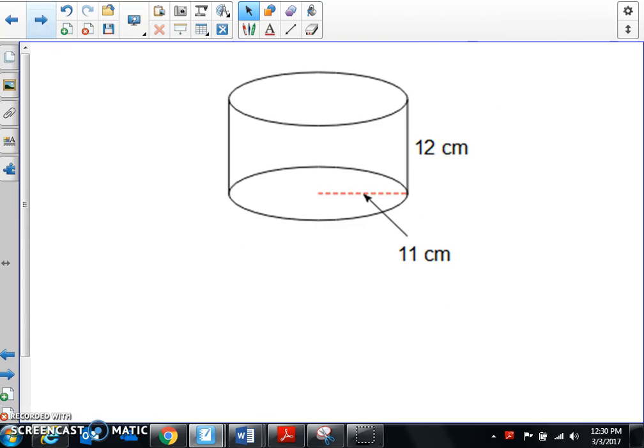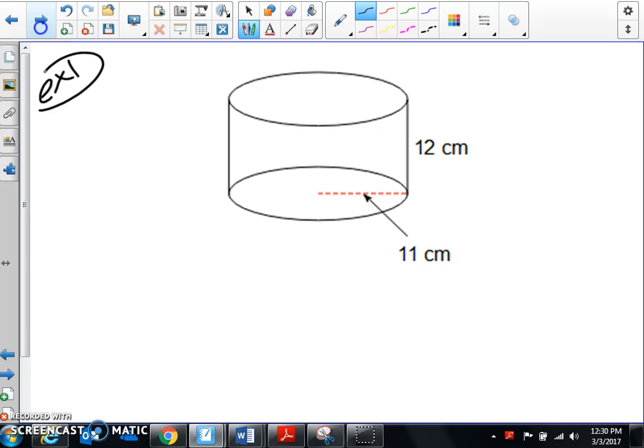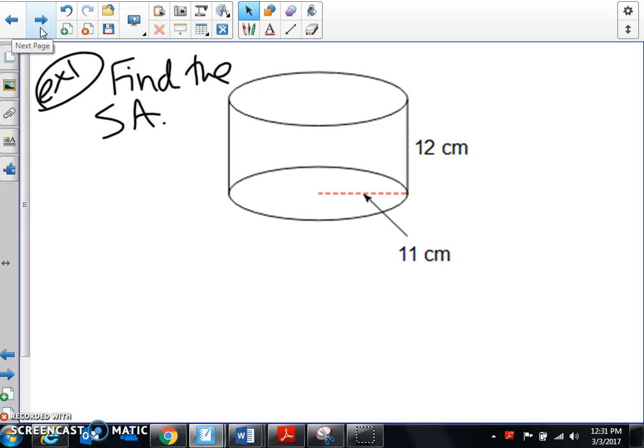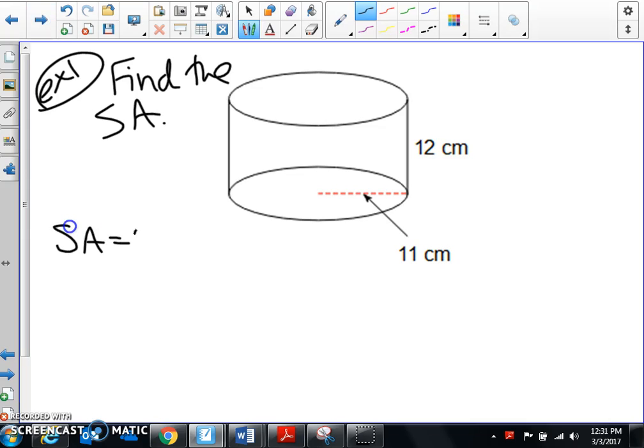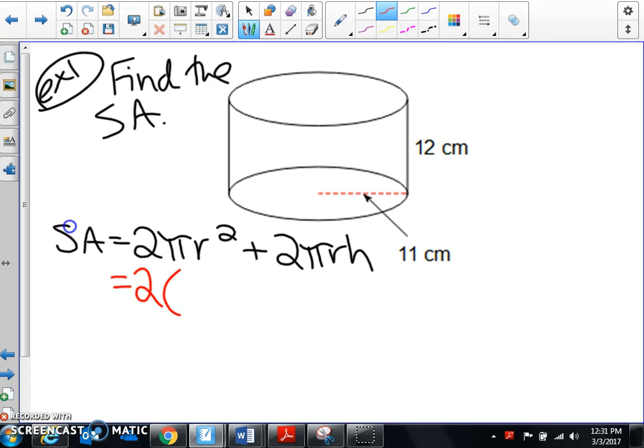All right, so we're starting off with the cylinder, and this one's actually, for me, I think, easier. So example 1, find the surface area. I immediately write down my formula. Surface area equals 2 pi r squared plus 2 pi r h. And then we just plug them in. So 2, we always turn pi into 3.14. Then I check to see if they actually gave me the radius. And sure enough, they did. So I can just plug in 11 squared, and then drop everything else.